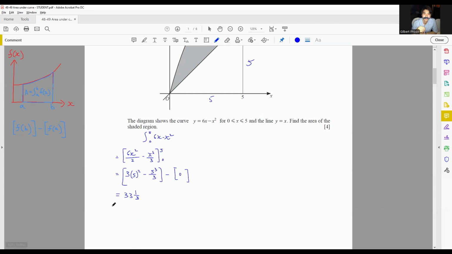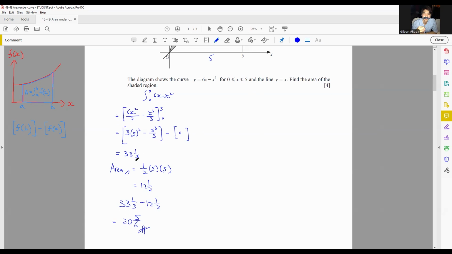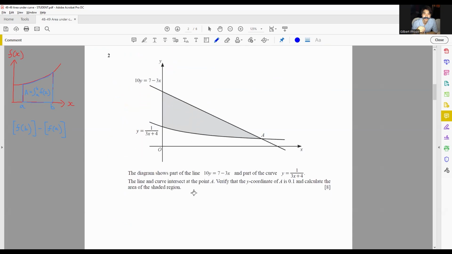I will write down that the area of the triangle that we're looking for is half times base times height, which will give us 12.5. Finally, the area of the shaded region is just 33 and 1 over 3 minus 12.5 to give us 20 and 5 over 6. Okay? This is your final answer. A simple question for the first example. Now, let's look at the next question.